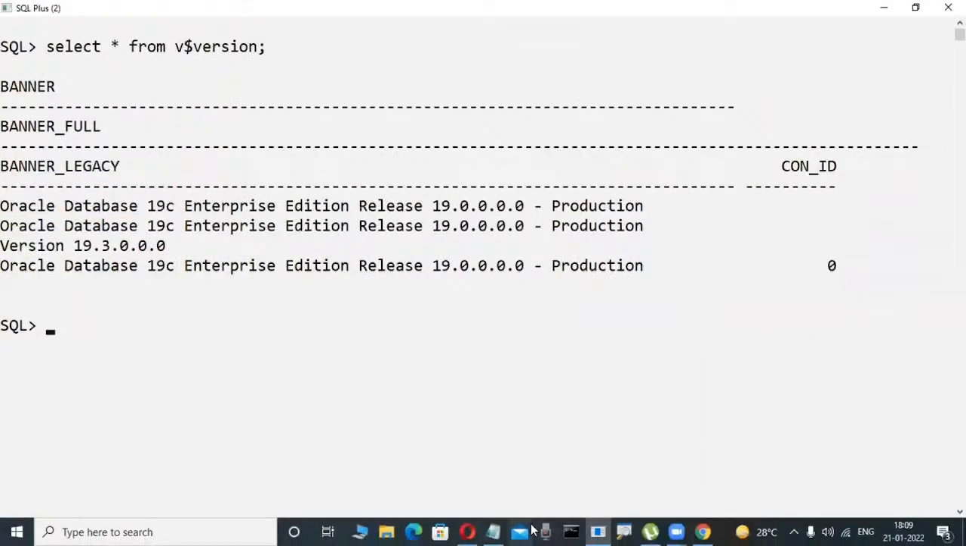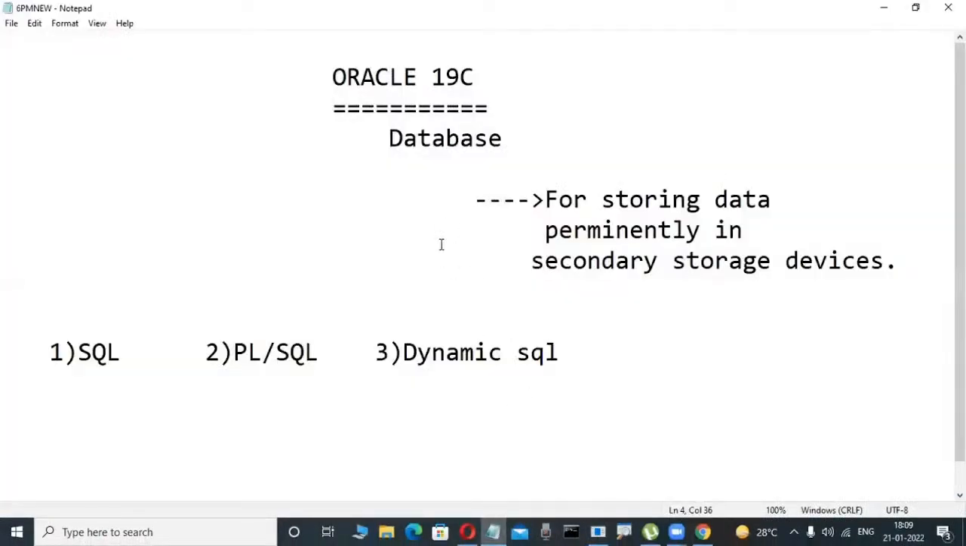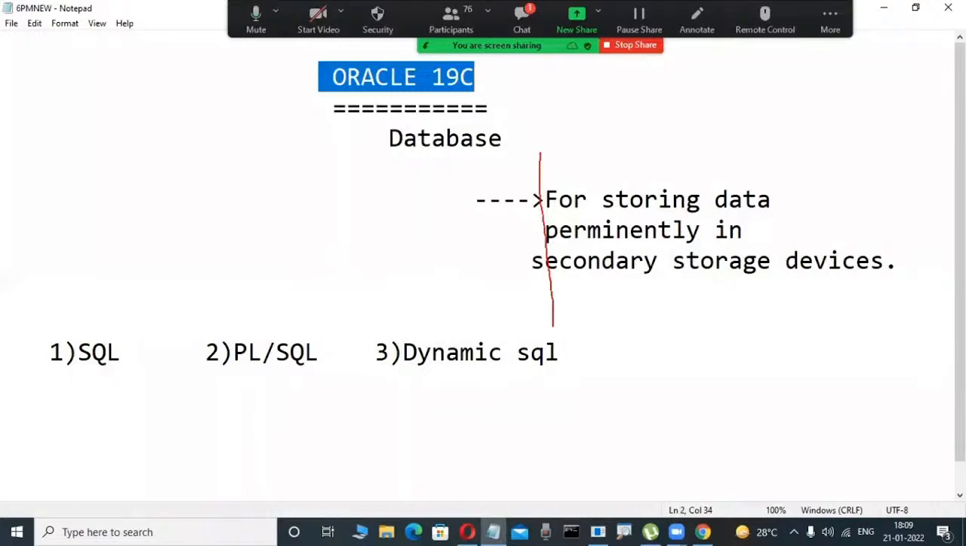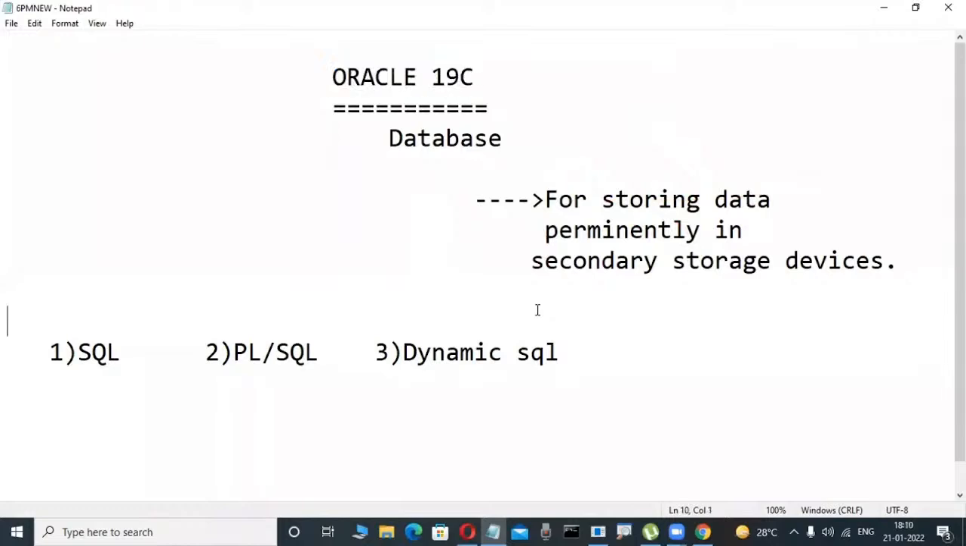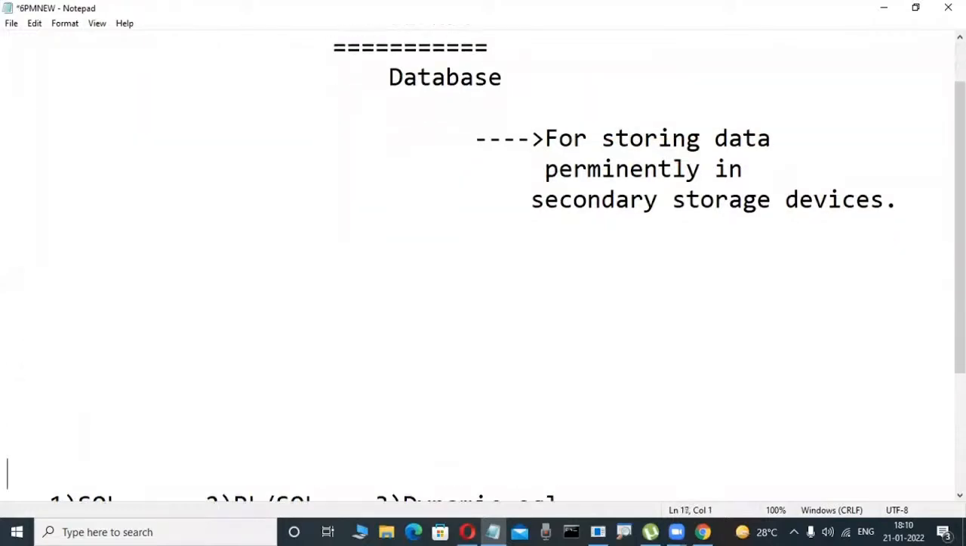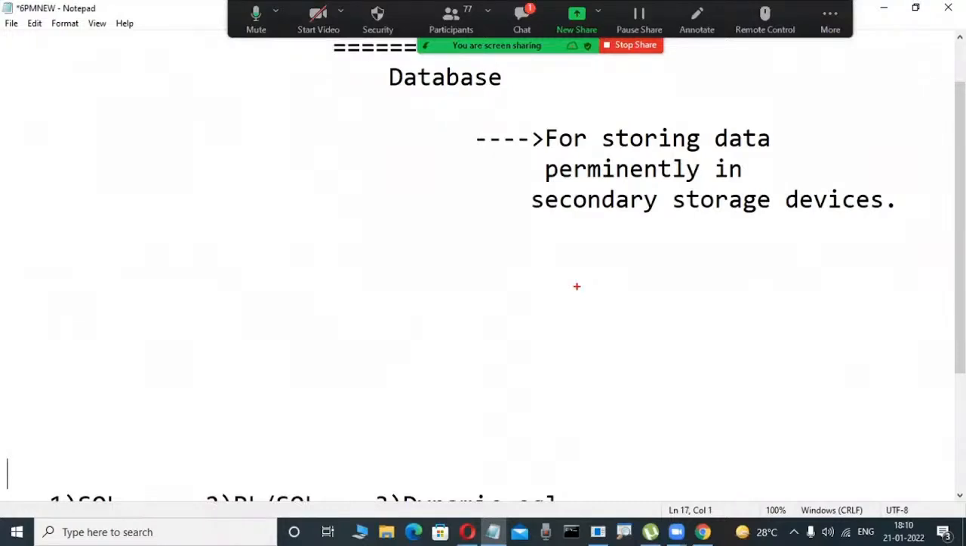What does this database mean? Once we install the Oracle software, some place is automatically created on the disk. In this place, we permanently store data. But unfortunately, these types of databases are relational databases. From 1970 onwards, these database softwares have been available.